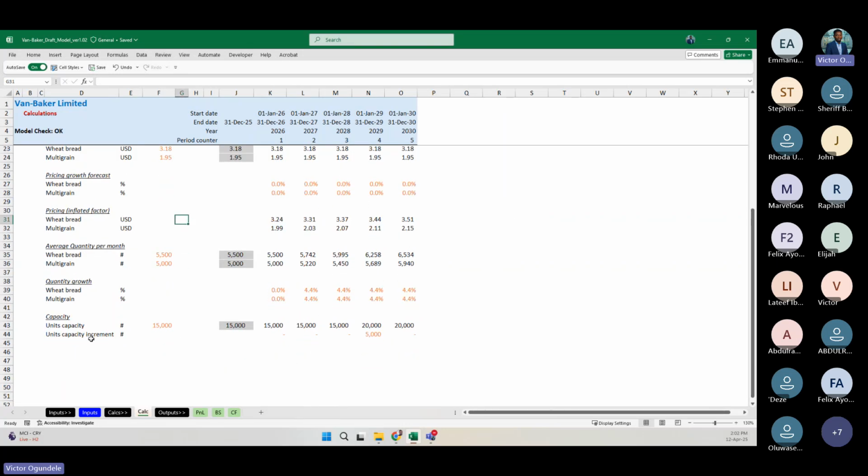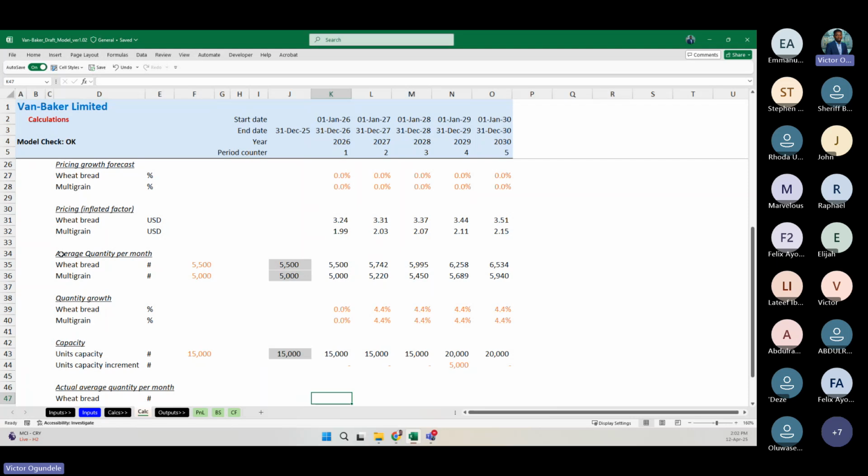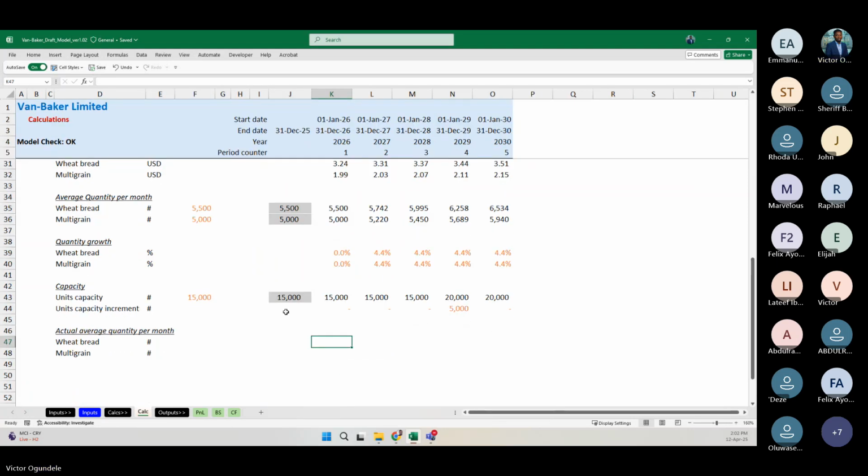Okay, so now capacity. Now let's now have our quantity. Let's have our average quantity. Average quantity, right? Okay, so let's call this actual average quantity per month. Let's first have that. All right. Now, this is where you need to do a lot of thinking as well. Okay. Do you still remember the formula we can use to create our capacity constraint?